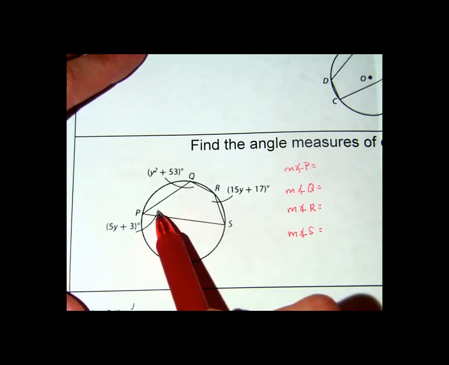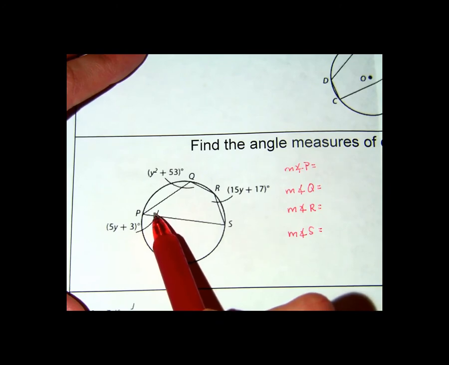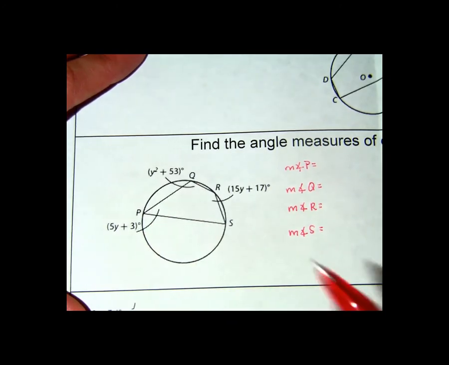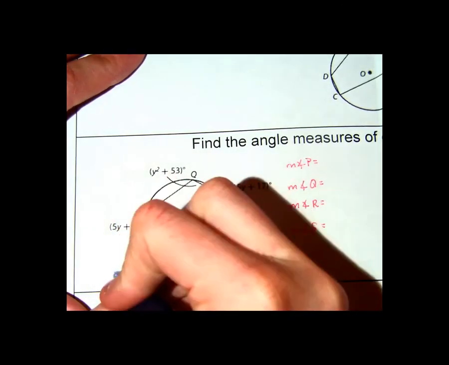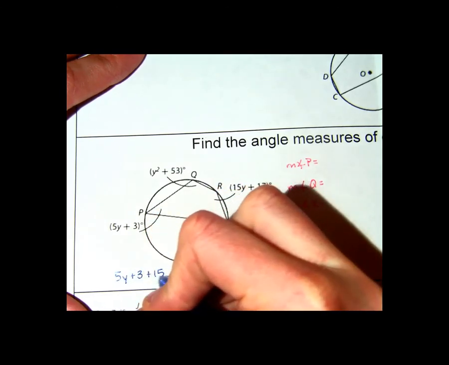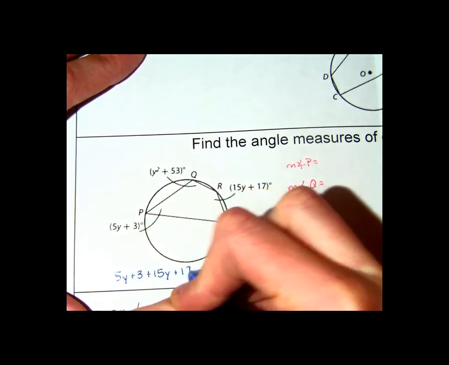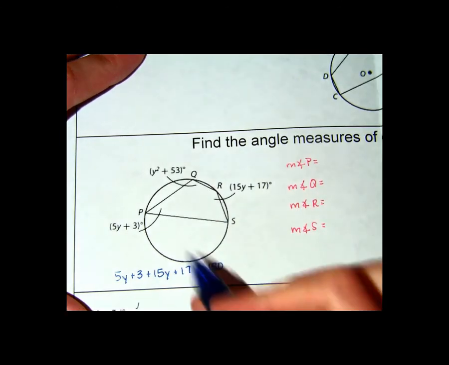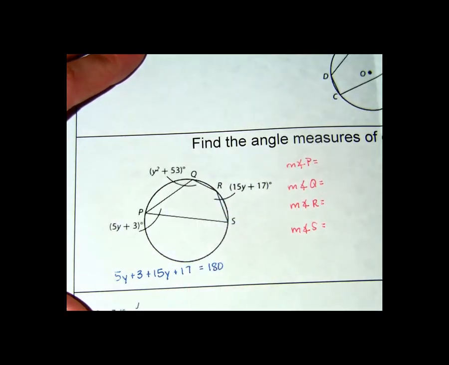But we can solve for Y by saying that the measure of angle P plus the measure of angle R is equal to 180. Or that 5Y plus 3 plus 15Y plus 17 equals 180. Because the opposites are equal to 180. And then we're going to solve from there.